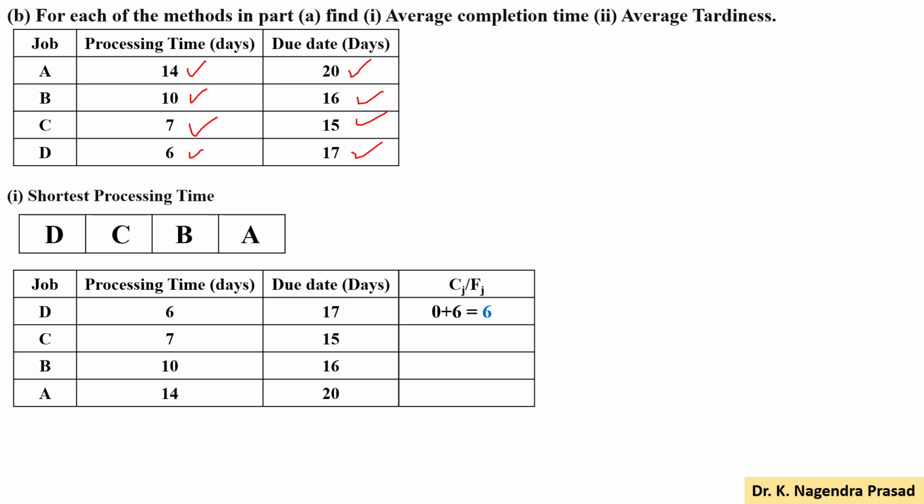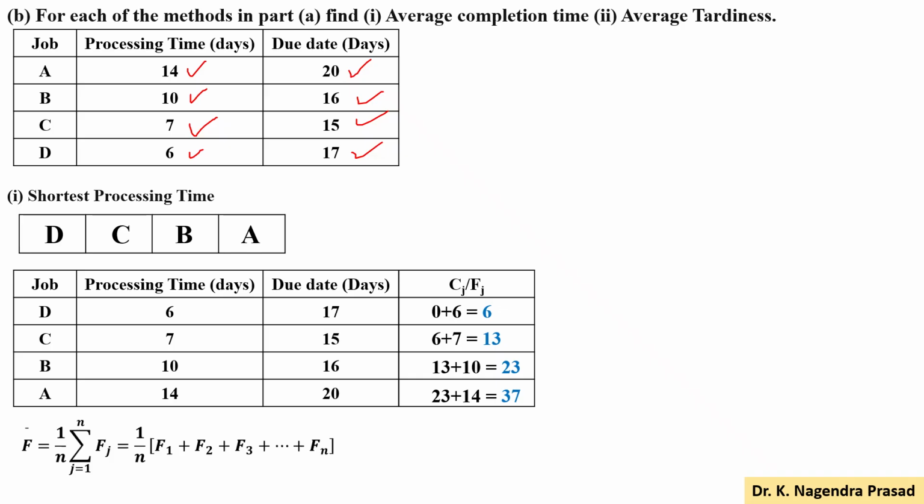Next for job C, the completion time is the previous job's completion time plus processing time, that is 6 plus 7, which is equal to 13. Next for job B, the previous job's completion time is 13 and the processing time is 10. So 13 plus 10 is 23. Next for job A, the completion time is the previous job's completion time plus processing time, that is 23 plus 14, which is 37. So this is the completion time for all the jobs.